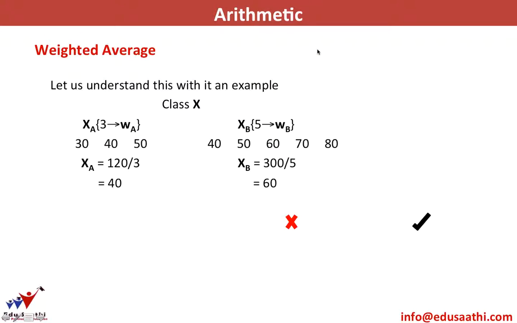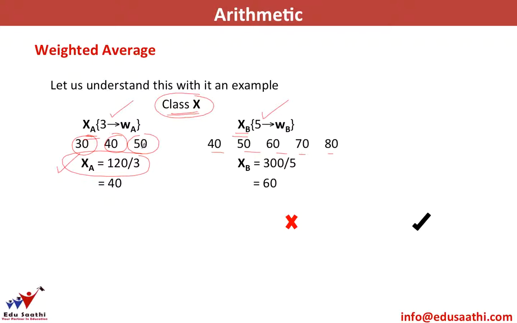Now, the next concept is the concept of weighted average. Let's just understand it with the help of an example. You have class 10th and, let me suppose, the marks that people have scored. There are two sections, 10A and 10B. There are 3 people in 10A and there are 5 people in 10B. So these are the marks that have been obtained by the students: 30, 40, 50, 40, 50, 60, 70 and 80.